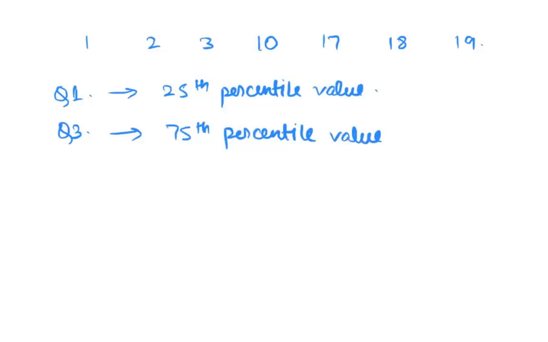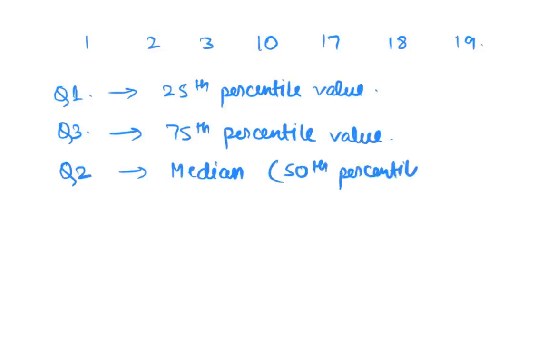We already know what Q2 is. Can you guess? 50th percentile. That's median, right? Yep. So that's the median, the 50th percentile value. Let's quickly find these values out. Now, median is very easy. There are 7 points here. So 7 plus 1 by 2, that's the fourth. The fourth point becomes your Q2.